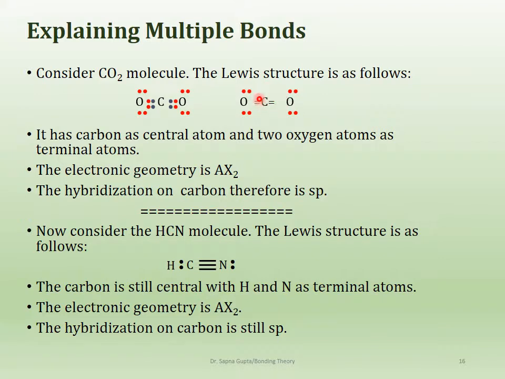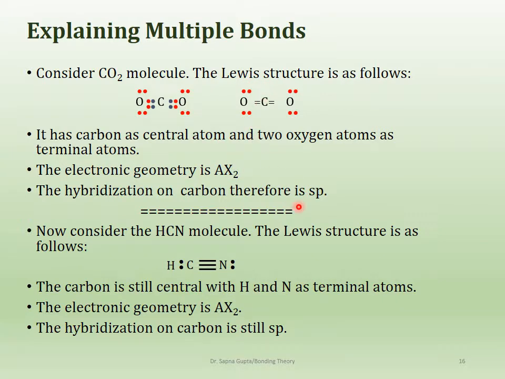Now remember, each of these double bonds has 2 pairs of electrons because there are 4 electrons being shared. However, when we look at the shape of the molecule, we look at each of these as a group of electrons. So here is a group of electrons and here is a group of electrons, which means you have 2 groups of electrons. If you have 2 groups of electrons, then the hybridization will be sp. The electron geometry of this one is AX2, because you have the central atom of carbon, A, and then 2 of the atoms there, which is X2.